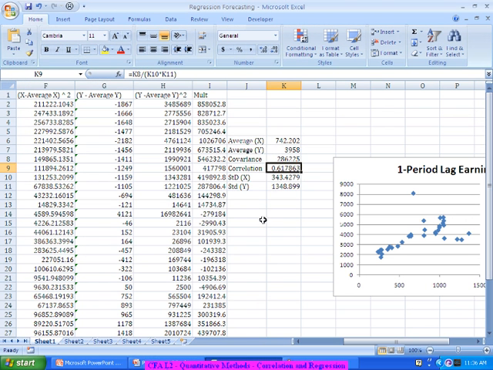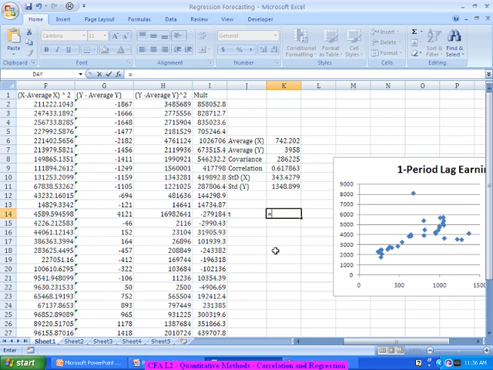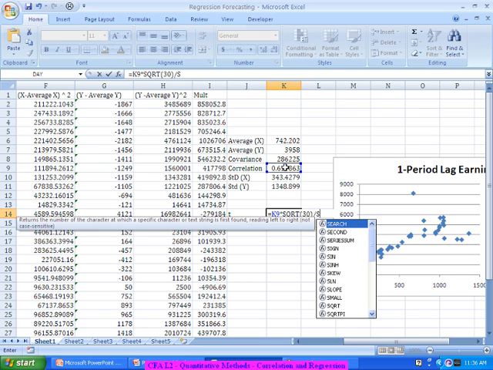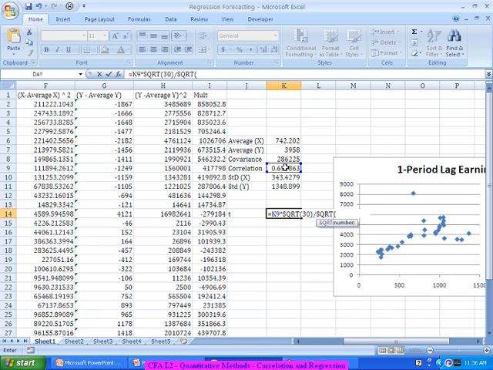Now putting the same, my t-test is nothing but r, which is 0.61, into square root of n minus 2, n is 32, so n minus 2 is 30, divided by square root of 1 minus r squared.